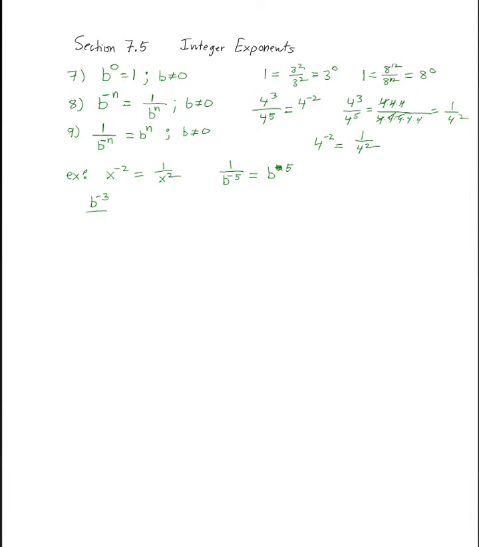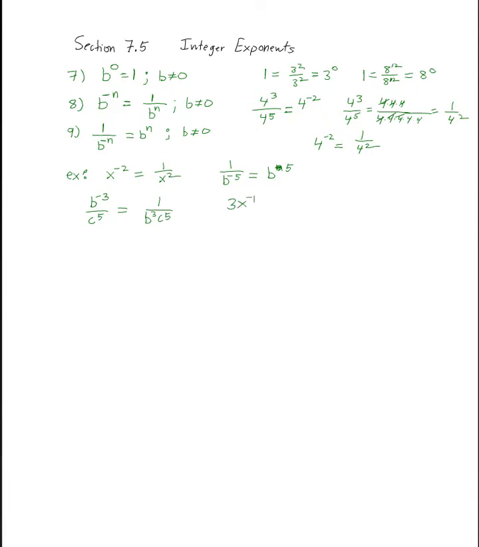b to the negative 3 over c to the 5th. Well, this time I notice I have the b. The b has a negative power, so the b is going to move. However, the power on the c is positive, so the c is going to stay right where it is. So this becomes 1 over, the b moves, b cubed, the c doesn't, c to the 5th. C had a positive power, stays where it is.